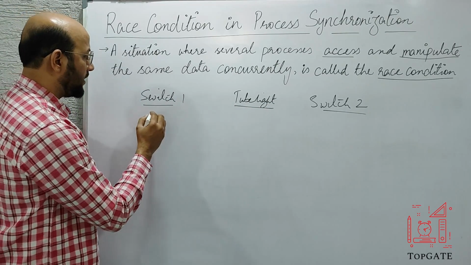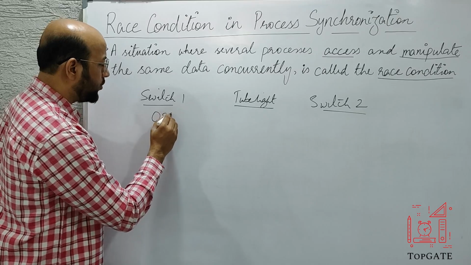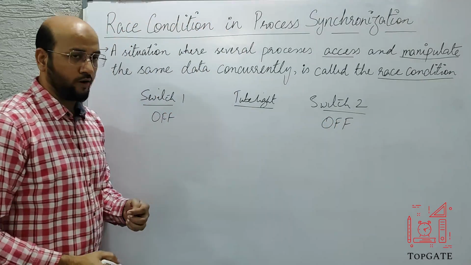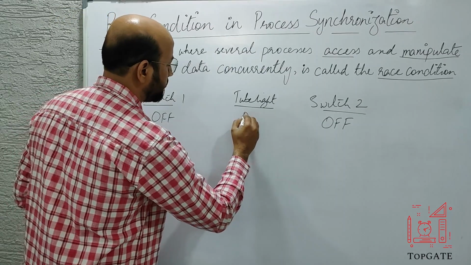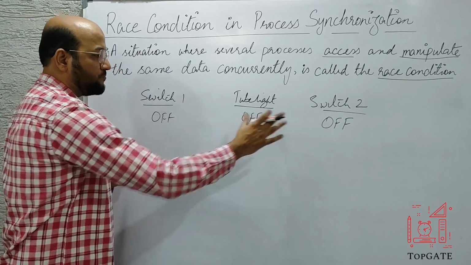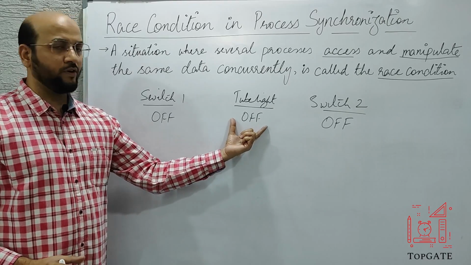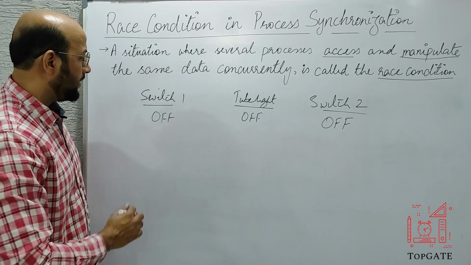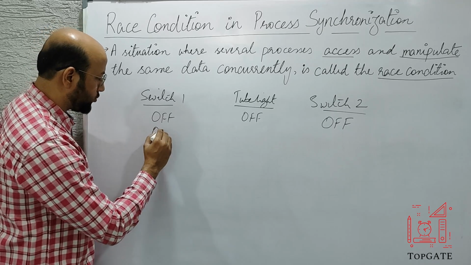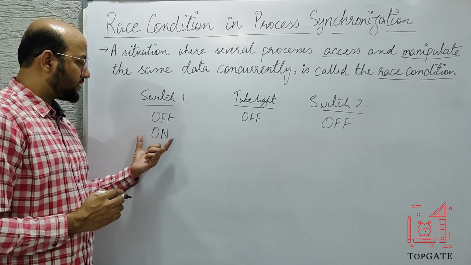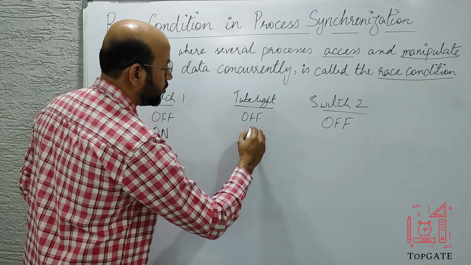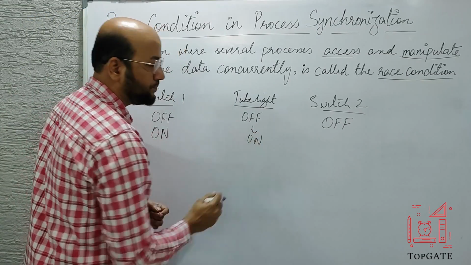So currently the switch 1 is in the off mode and the switch 2 is also in the off mode, and of course the tube light will also be in the off mode. Clear? Because both the switches are in the off position and the status of the tube light is off. Now suppose I press on this switch 1. So this switch 1 is now on.